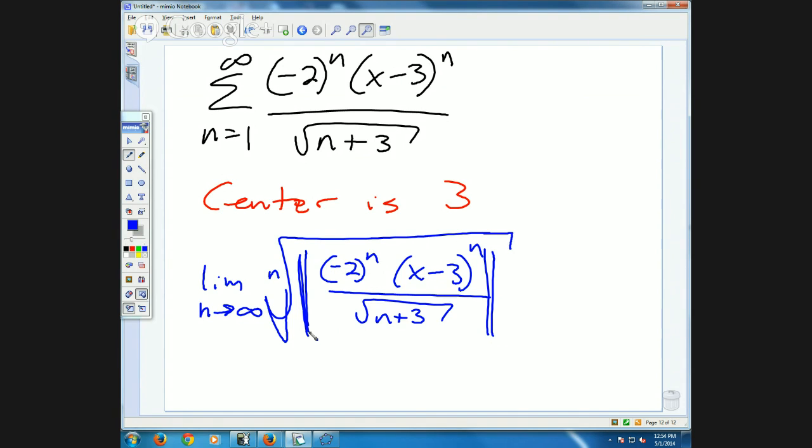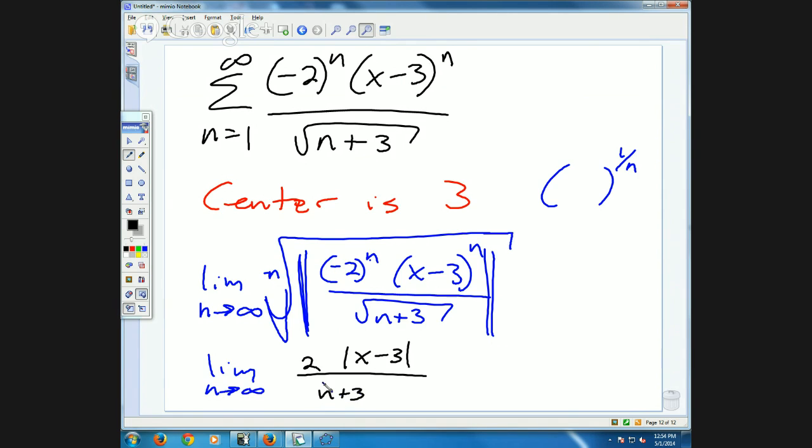And then the nth root is really the power of 1 over n, right? We could think about it that way. Now, the nth root of n, what happens there? It cancels, right? So there's a 2. So far, let's clean up the limit. n is going to infinity. We're going to have a 2 in the top, and the absolute value of x minus 3 chilling out there. And then in the denominator, we could either write it as the nth root of the square root, or we could say that we have n plus 3 to the power 1/2, and that is to the power 1 over n.